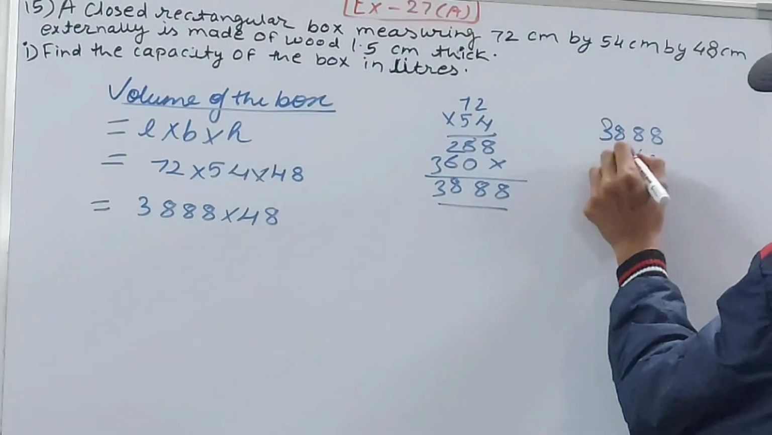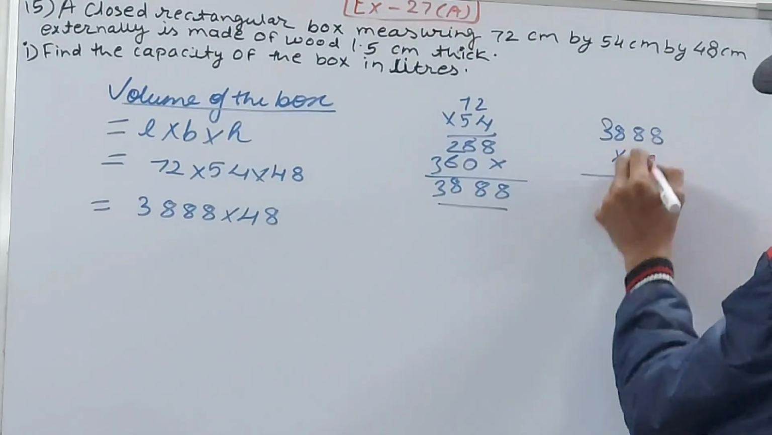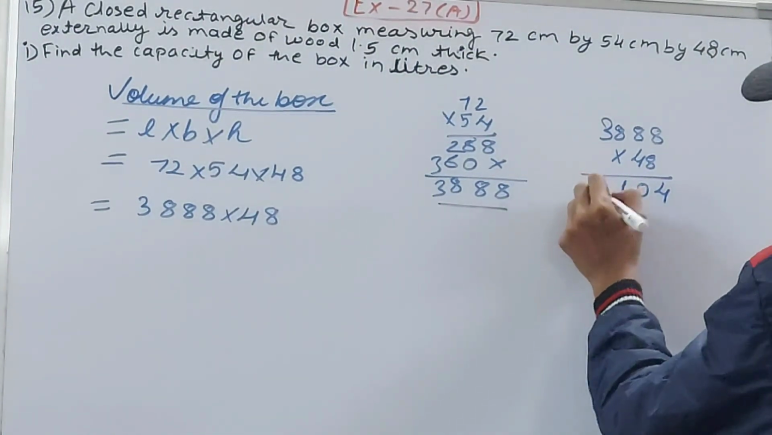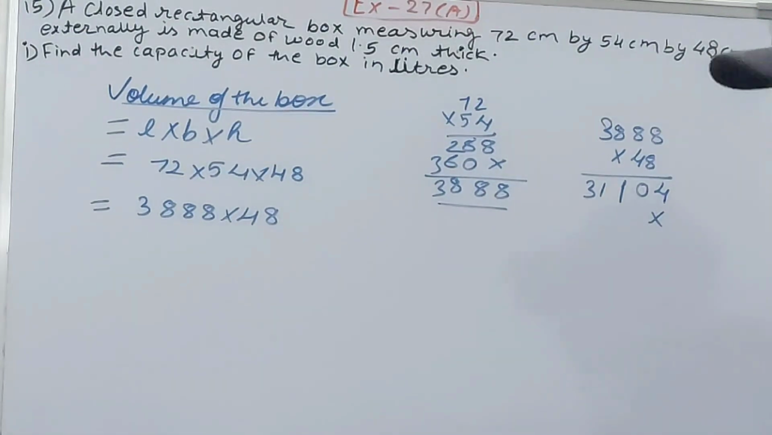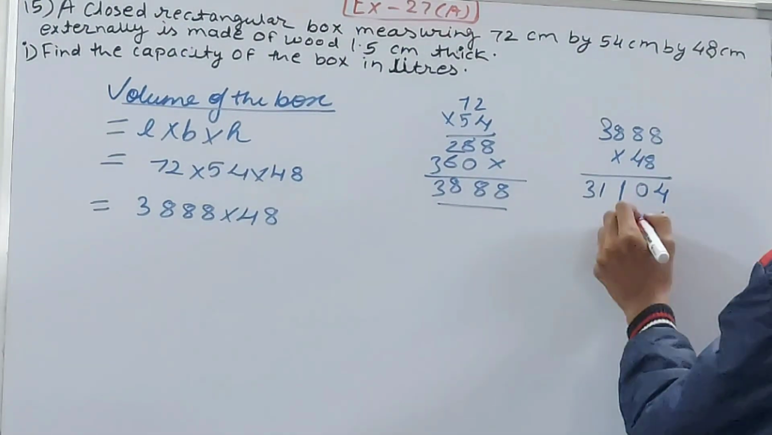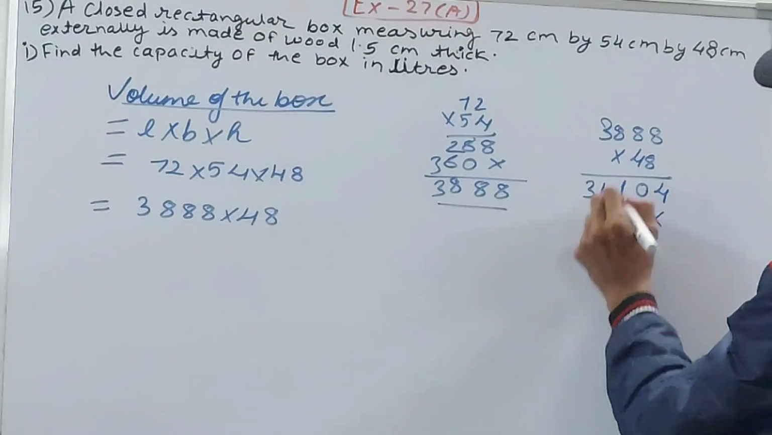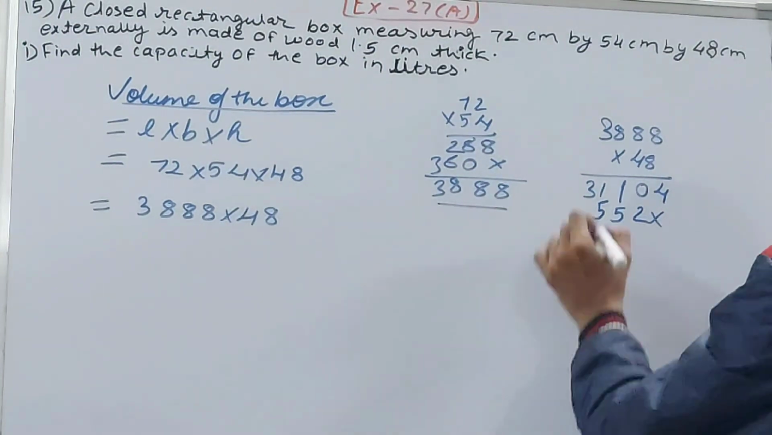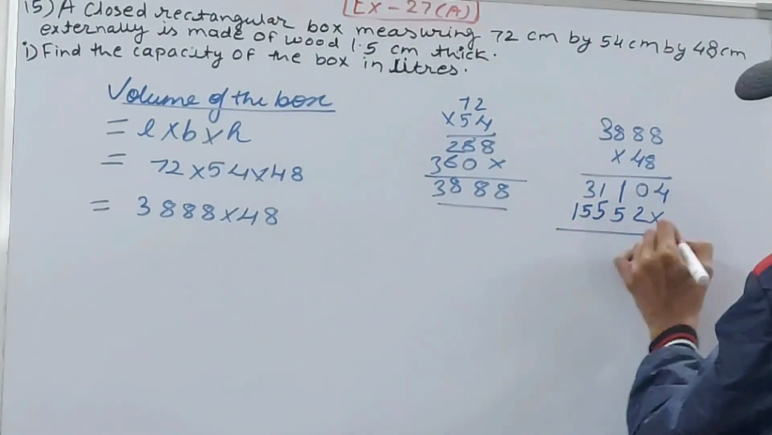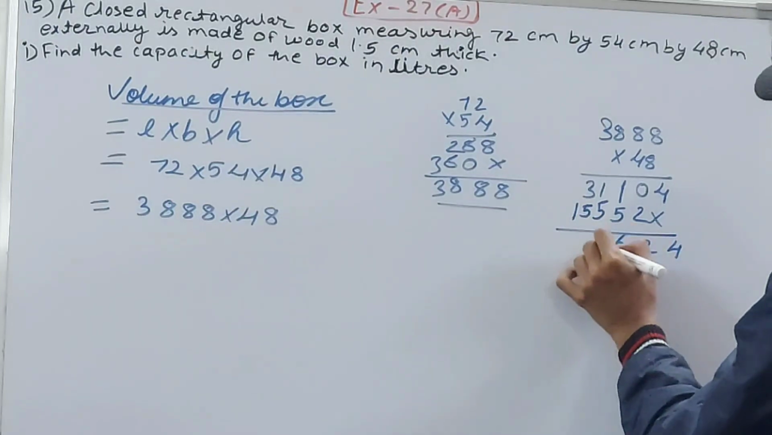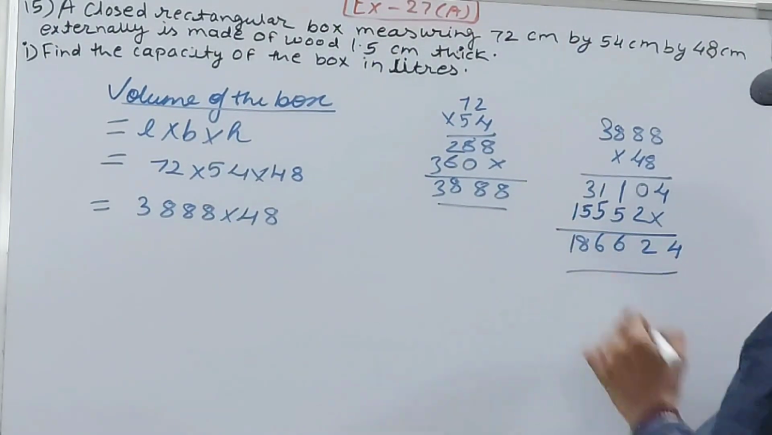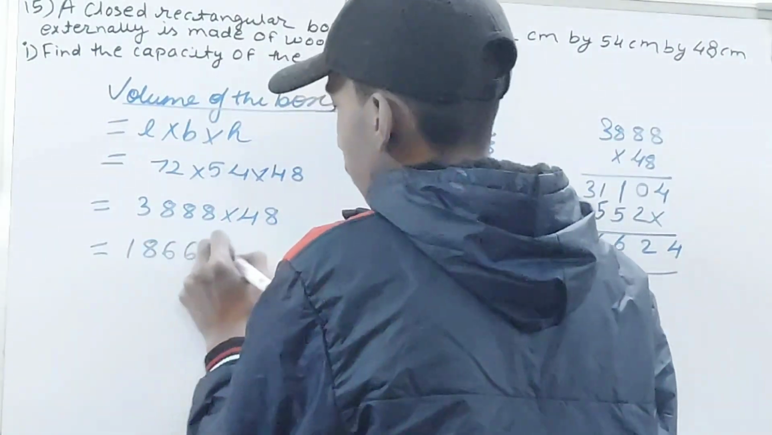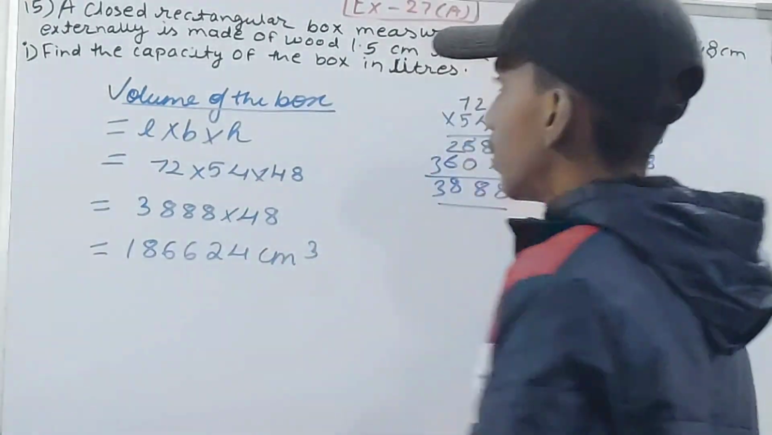3888 into 48. 8 8s are 64, 6 carried over, 7 carried over again, 24 and 7, 31, right? And now 4 into 8 is 32 and 3 carried over, again 5, and 3 again carried over, so you have got 15 here. 4 2 6 6 8 1. Okay, so you have 186624 cubic centimeters as your volume.